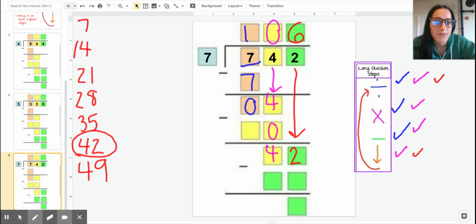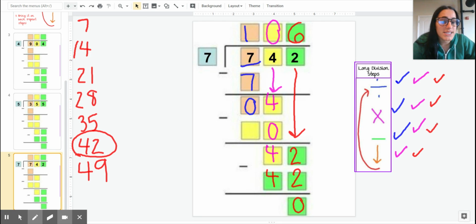Next, I need to multiply. 7 times 6 is 42. Check off, yes, ma'am, we have multiplied. Next, we need to subtract. 42 minus 42 gives us 0. So I'm going to check off that we've subtracted.